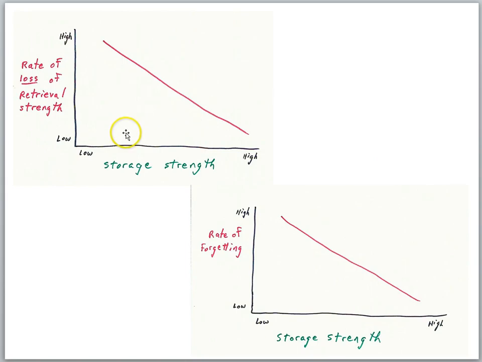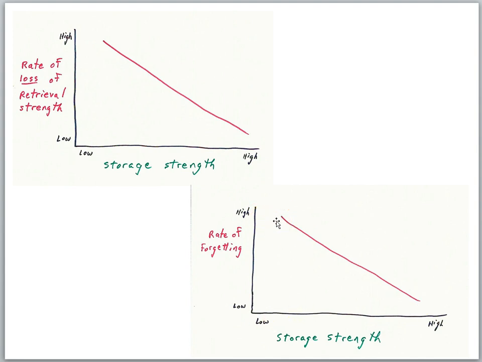Now in this slide we see an interesting relationship between storage strength and the rate of loss of retrieval strength. So as an item of information has higher and higher storage strength, the rate of loss of retrieval strength goes down. Another way of thinking about the rate of loss of retrieval strength would be the rate of forgetting. So in other words, as an item is more and more strongly stored in our memory system, then the rate of forgetting will be low. If it's not well stored, then the rate of forgetting will be high.